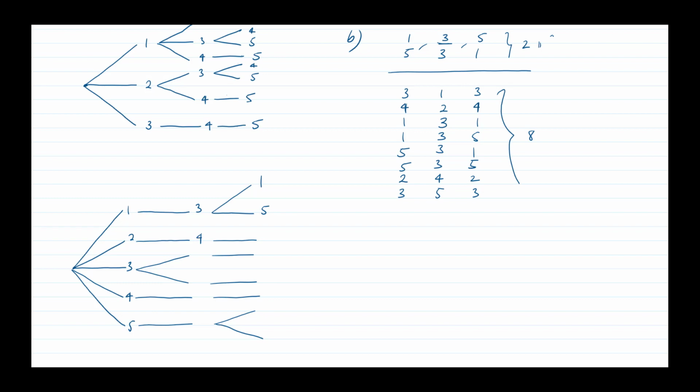2 has to be followed by 2 or 4, which has to be followed by 2. 3 can be followed by 1 and then 3 again, or 5 and then 3 again. 4 can be followed by 2 and then 4 again. 5 can be followed by 3, which can then be followed by 1 or back to 5. And they are all of our options there.